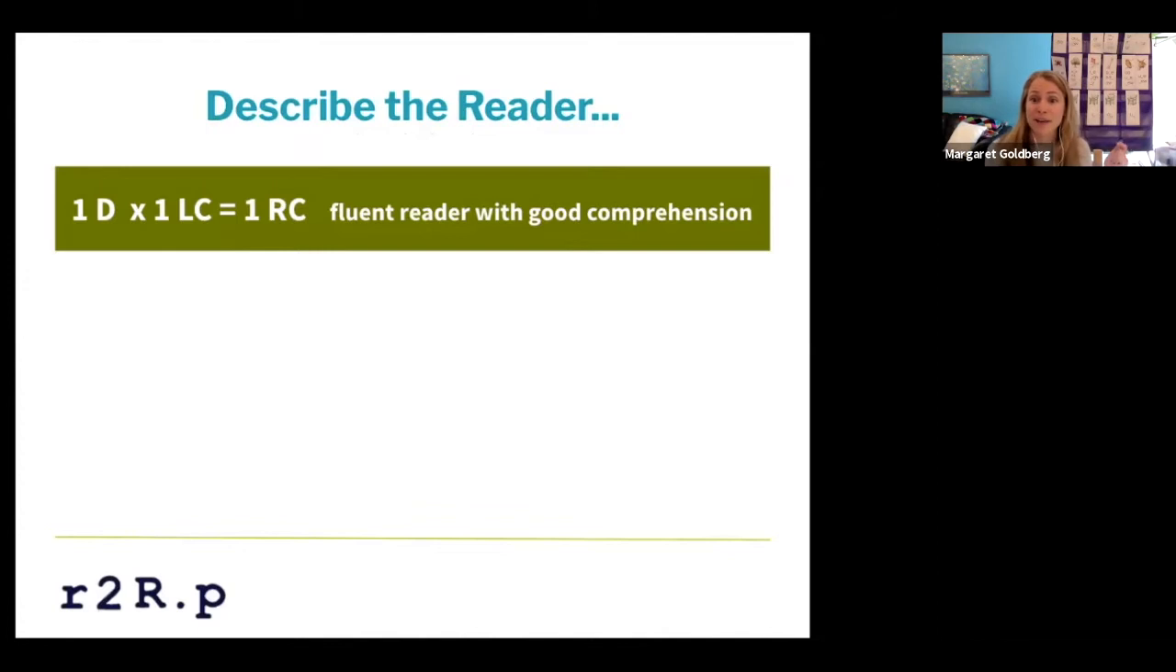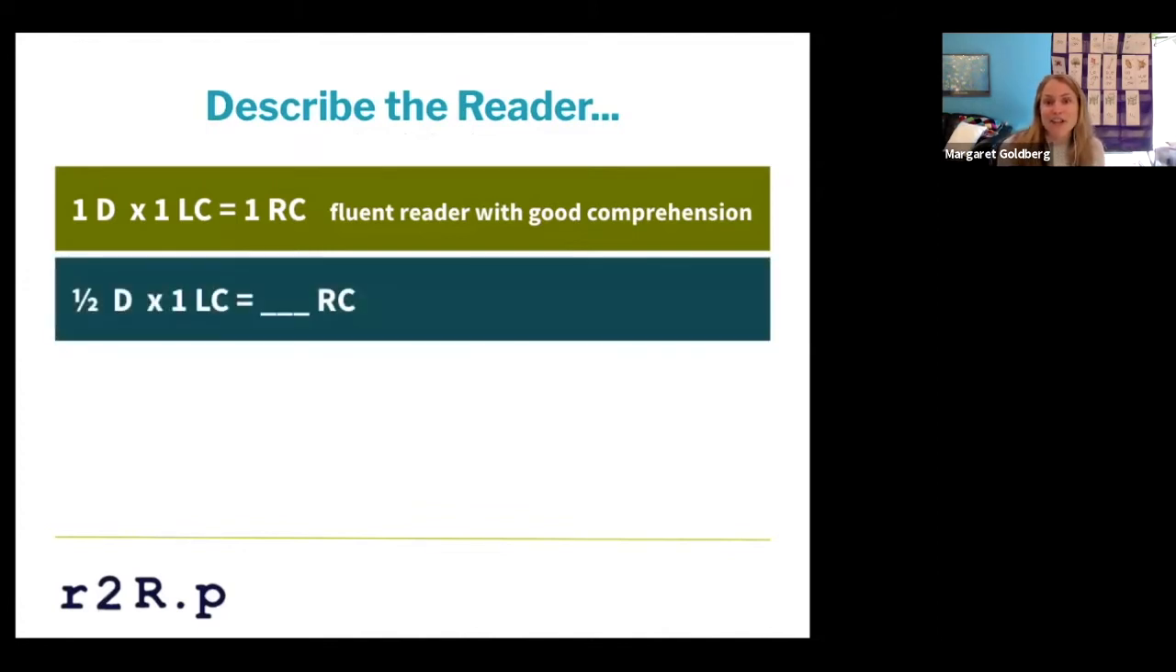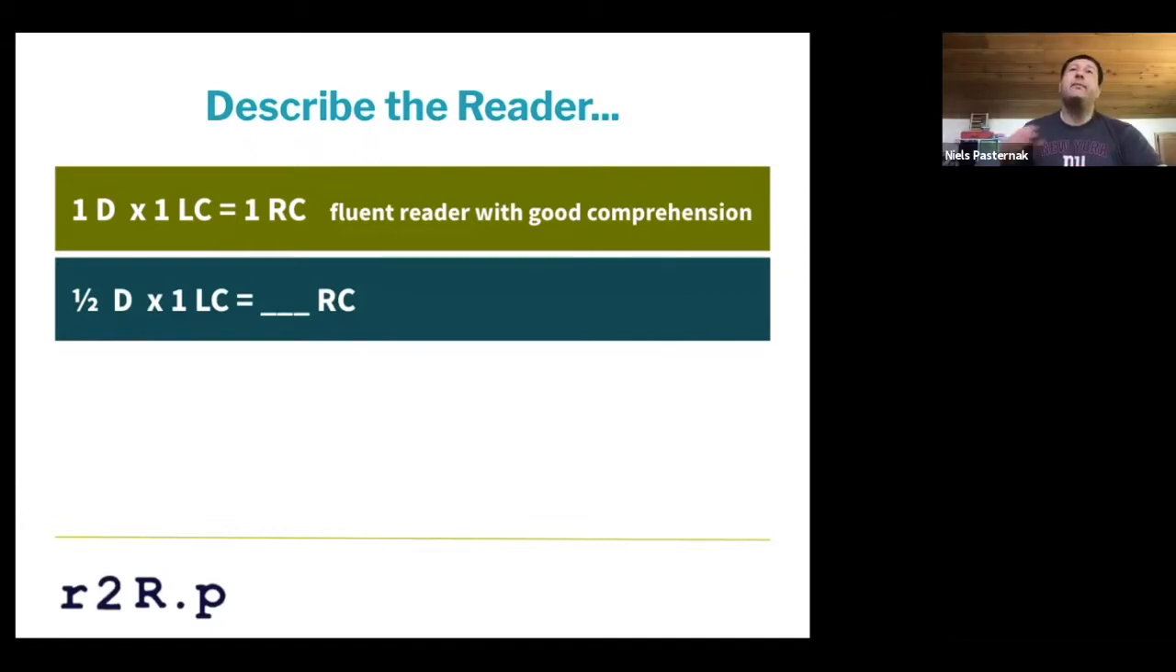Now, I want you guys to be ready to come off mute or use the chat. Please tell us, if a child has half the decoding skills and all the language comprehension skills they need, what's the result for their reading comprehension? 1/2 times 1 is? 1/2. Excellent. All right, thank you.